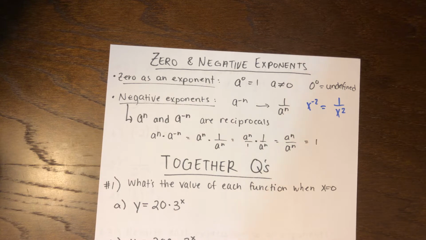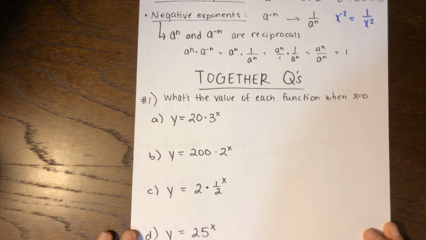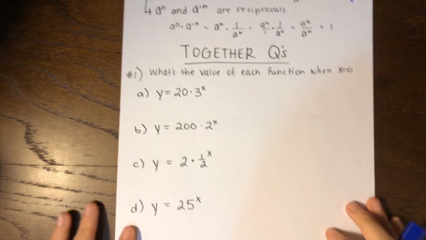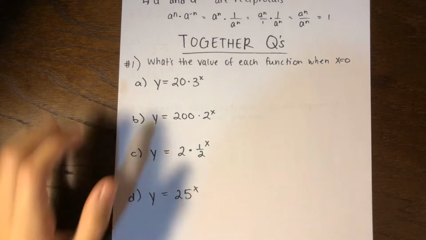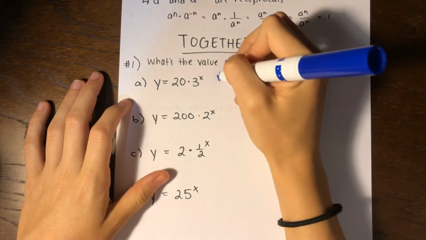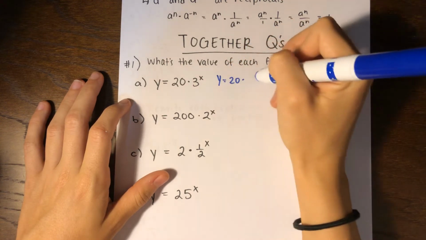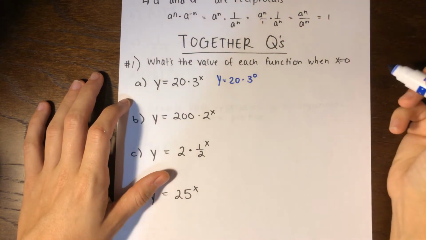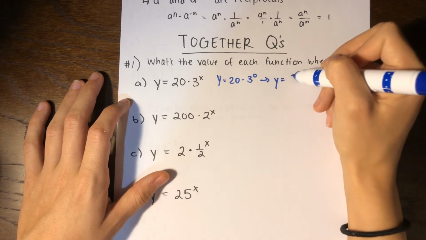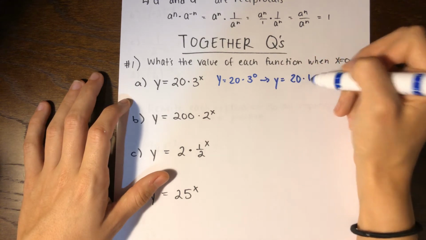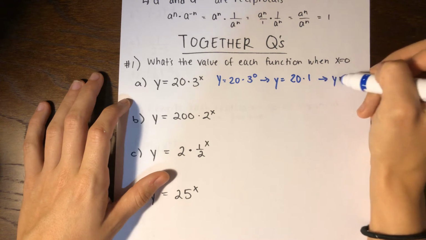Let's take a look at some of these. It says, what's the value of each function when x equals 0? The first thing you're going to do is plug in 0 for x. y equals 20 times 3 to the 0 power. We know that becomes y equals 20 times 1, which is y equals 20.